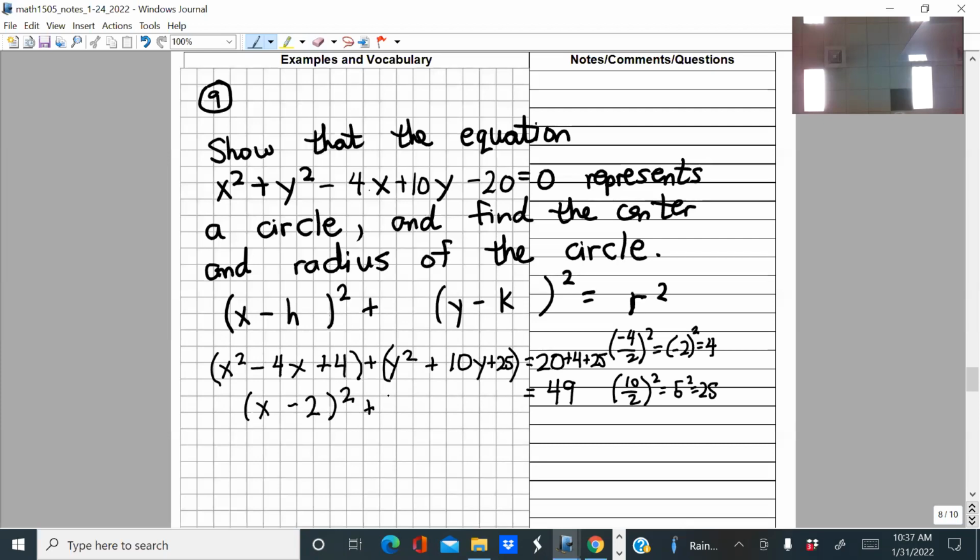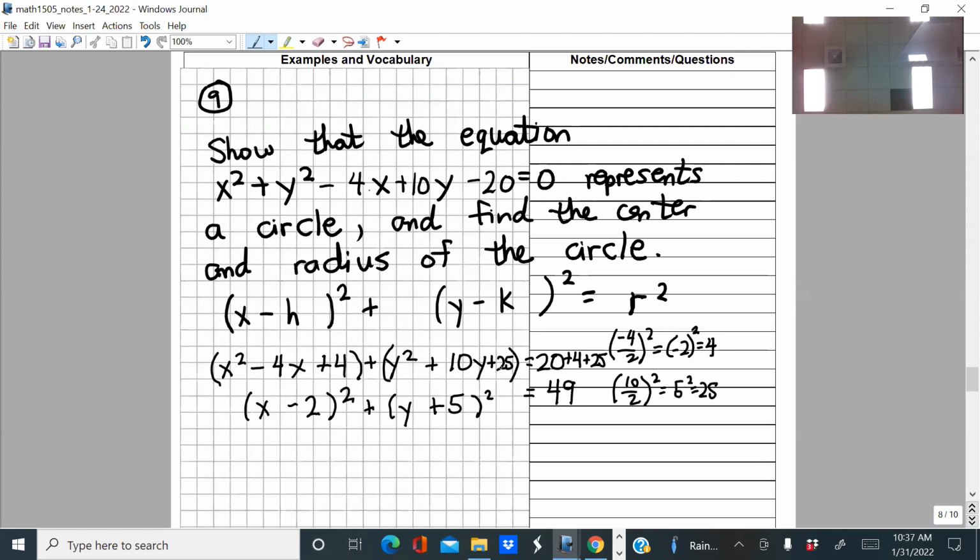And now you know this factors as y, and then what's the second number? Yeah, the 5, right? It's plus 5, right? So you have y plus 5 squared. You're done. So I understood I didn't have the 5. Okay, because I added them to this side, right? I put plus 4 and plus 25, right?